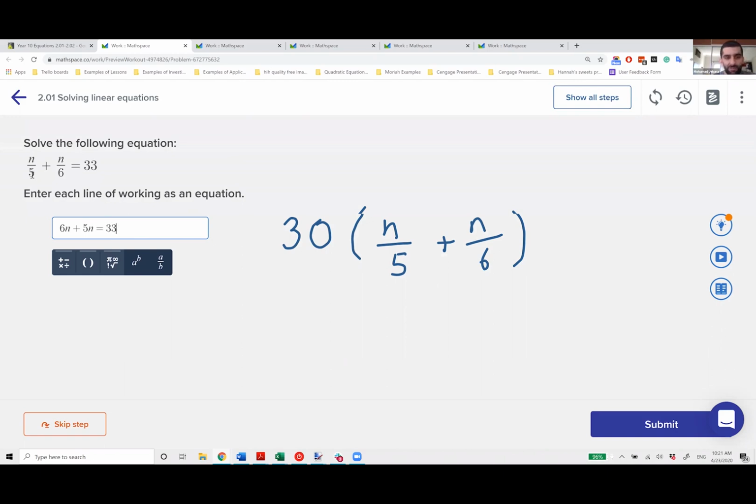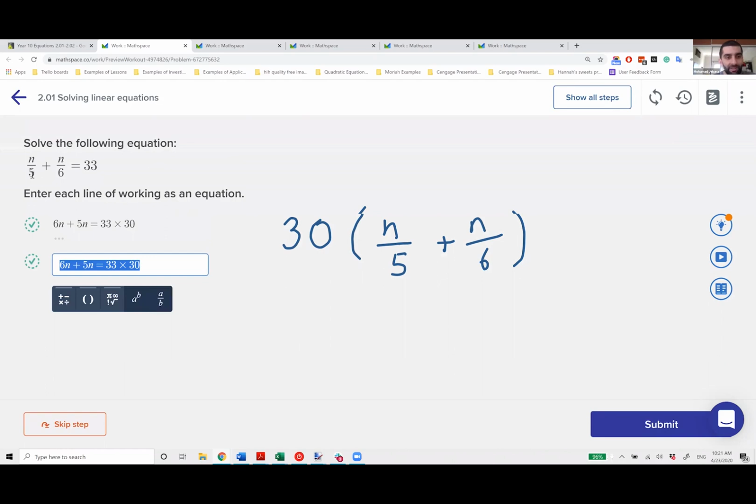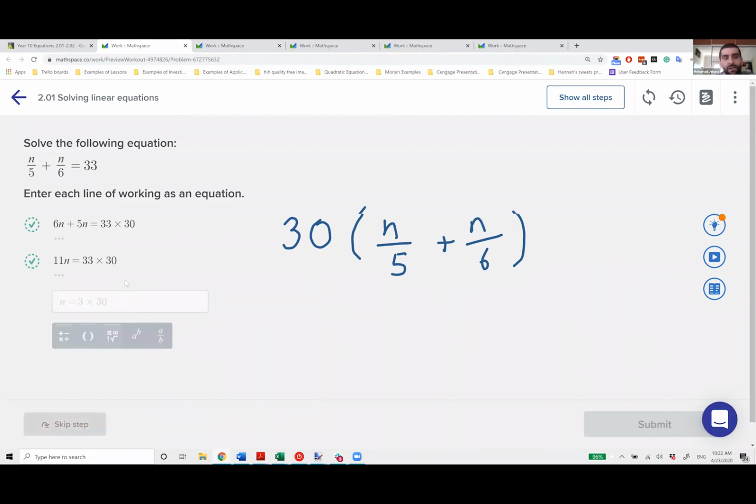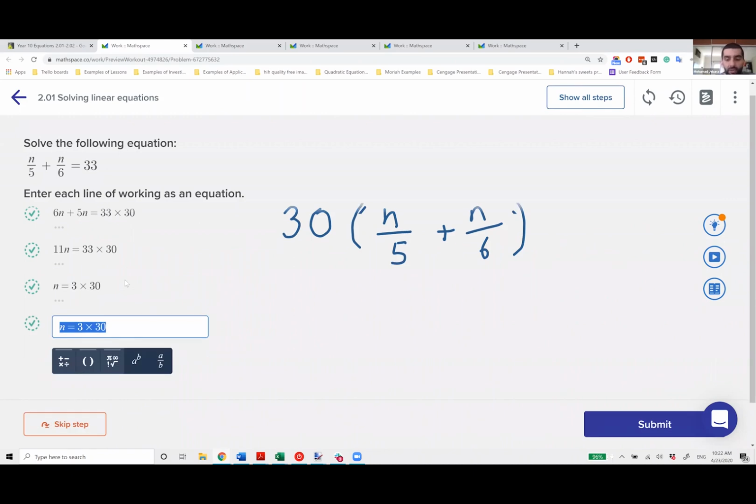Now, I'm going to just be clever and avoid multiplying that, and I'll tell you why in a second. It just makes it a bit easier instead of dealing with 990. 6n plus 5n is 11n. And then instead of trying to work with the really high numbers there, I just know that if I divide both sides by 11, then 33 divided by 11 is 3. So I just get n equals 3 times 30, and that's my n equals 90.